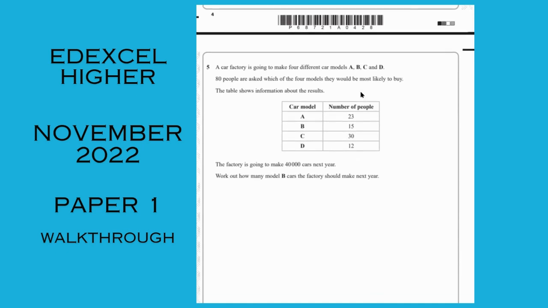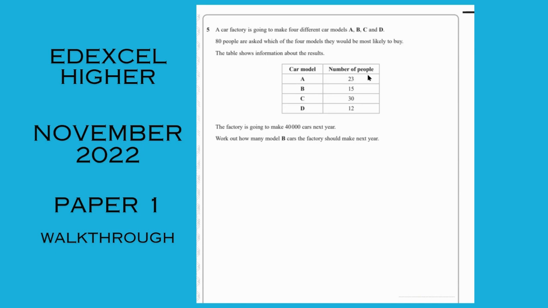Number 5. Basically, it's giving you loads of words for what ends up being, I'd say, a trickier fractions question, but not that tricky. After you've read the question, you'll see they only care about car B. The probability of picking car B is 15 out of 80 people. And we want to know 15/80ths of, meaning times, the 40,000 cars they're going to make per year. And that's your calculation to work out.